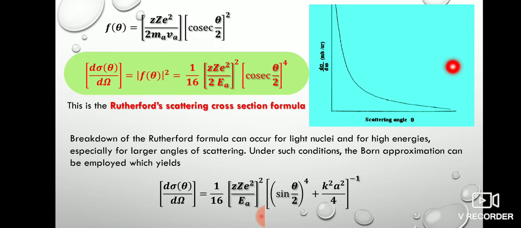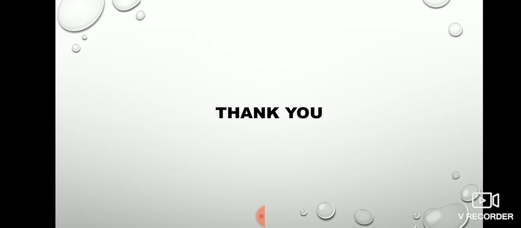And this plot here represents the relation between the scattering cross section and the scattering angle. As you can see here, as the scattering angle increases, this cross section gradually decreases. So for RBS, we have to choose wisely the scattering angle and the cross section value.